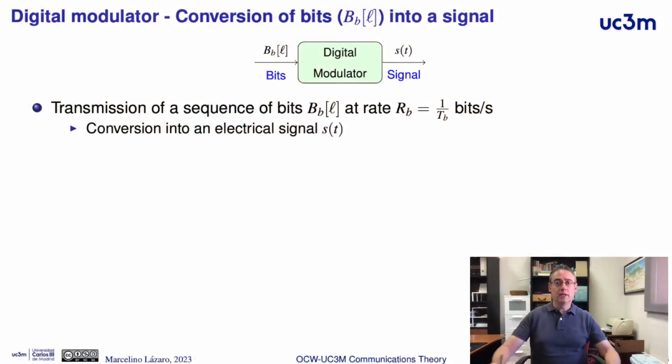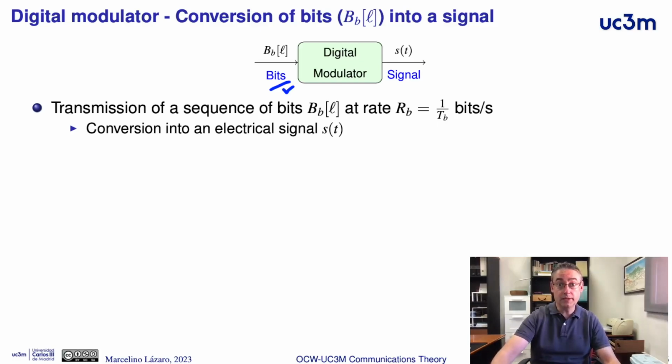The most important element in a digital transmitter is probably the digital modulator. In this video, we'll introduce the main functionality of a digital modulator and we'll see how this functionality is implemented in a practical case.